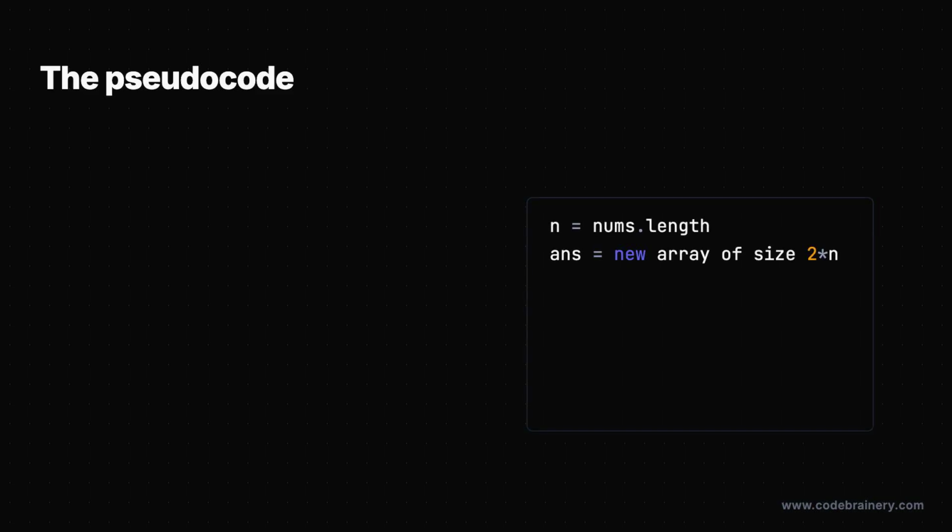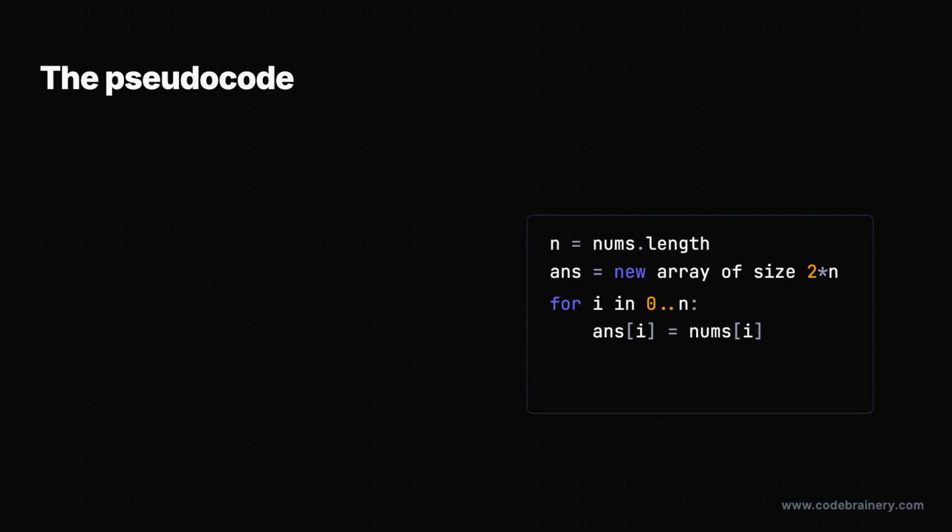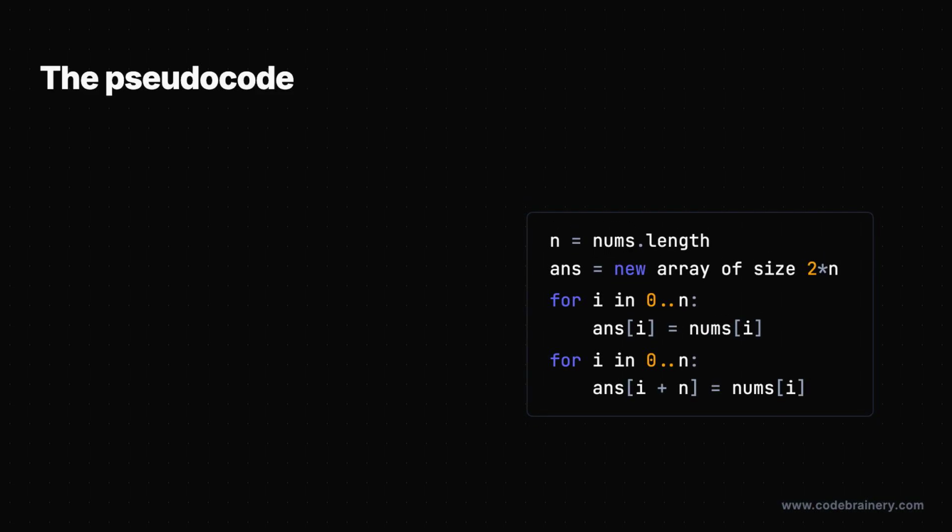In pseudocode, first, get the length, call it n. Second, make a new array of size 2n. Third, the first loop, for every position from 0 to n, copy the input into the output at the same position. Fourth, the second loop, same iteration, but write to the position offset by n. That's the whole algorithm. Now the JavaScript.